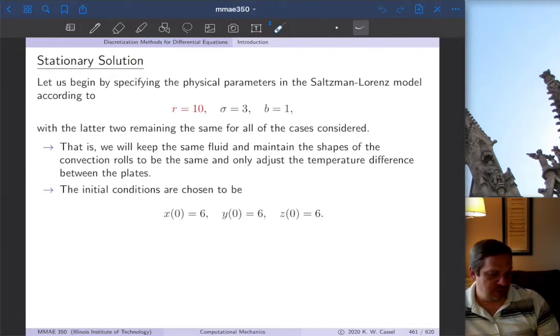Yeah, no, that's pretty scary. So there's nothing special about 666 in this case, but that's our initial condition. At t equal to 0, x is 6, y is 6, and z is 6.